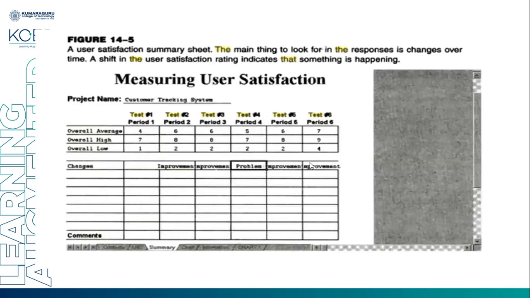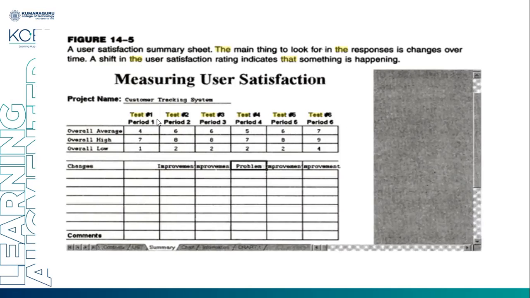The next screen shows the results, a user satisfaction summary sheet. The main thing to look for in the responses is changes over time. A shift in the user satisfaction rating indicates that something is happening. Some changes are happening very clearly, and again the tests are conducted.